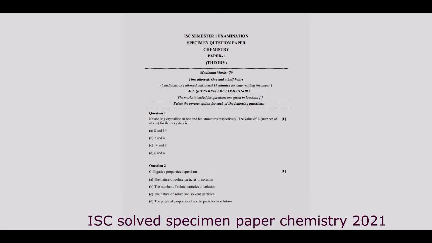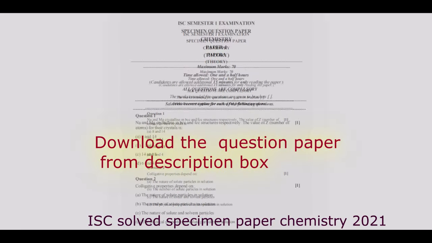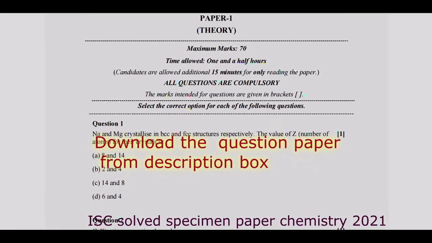I'm going to solve the ISC Chemistry 1 specimen question paper given by the board. For your sake, I have divided the video into two parts because there are various questions, total maximum marks is 70 marks and a total of 49 questions, with 1 mark and 2 marks questions. So I've divided the video in two parts.